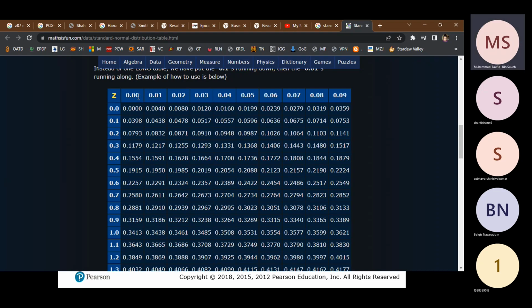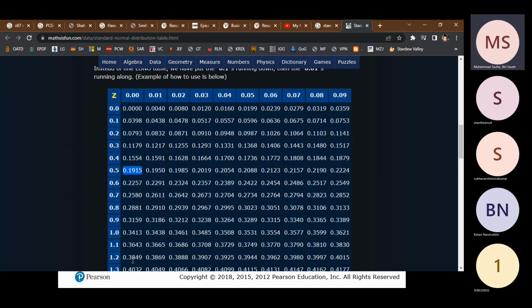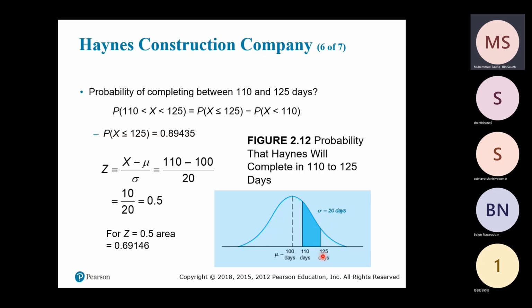Z is 0.50. So here the value is 0.1915. And then here we have 0.3944. So from 0 until 125 is 0.3944. To calculate the area between 110 and 125, we just have to deduct the probability of 110 from the probability of 125.